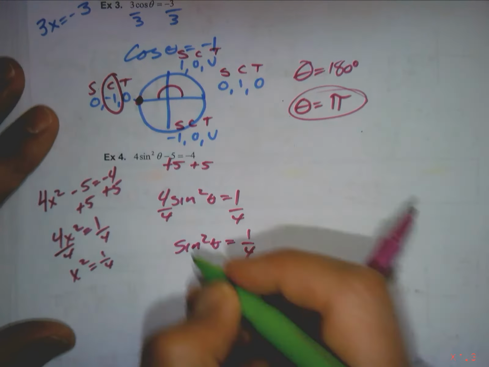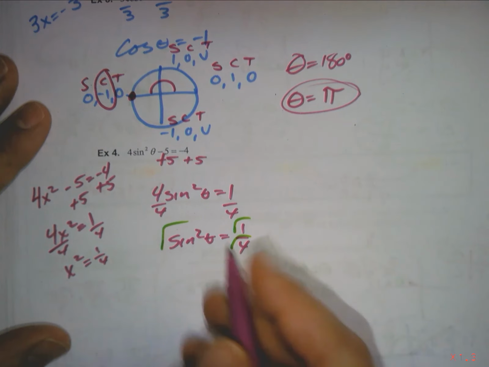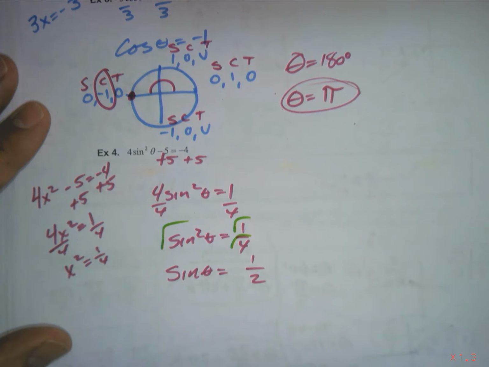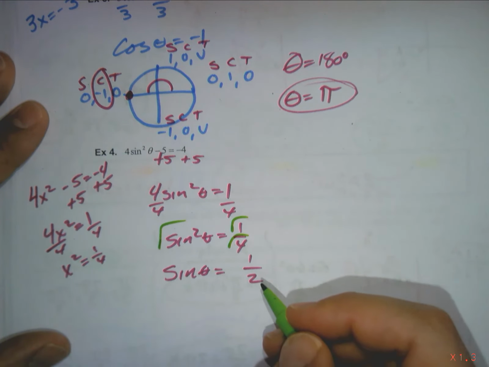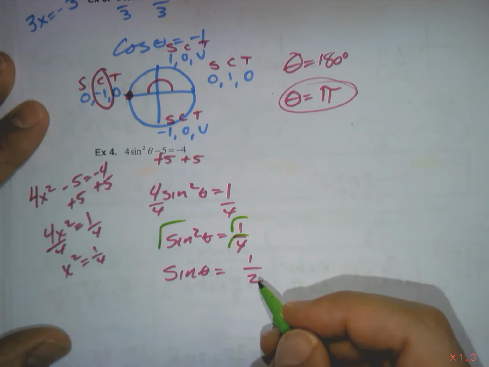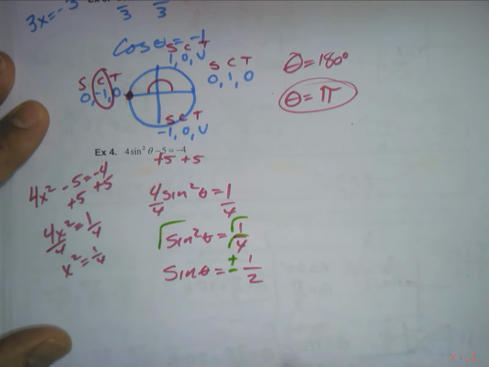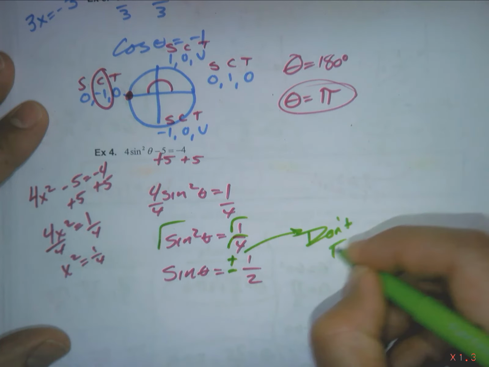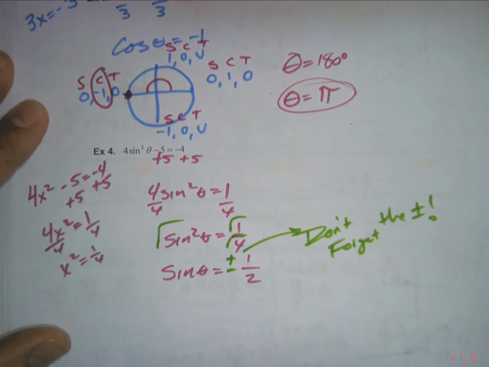All right, so we square root. When you square root a fraction, square root the top and square root the bottom. So we should get the sine of theta equals, the square root of 1 is 1 and square root of 2 is 2. But what does Mr. Gotsch always say when you square root both sides? What are we forgetting? Don't forget the plus or minus. All right, very good. So maybe make note of that. Don't forget the plus or minus. Okay?